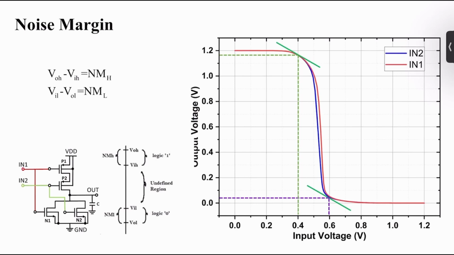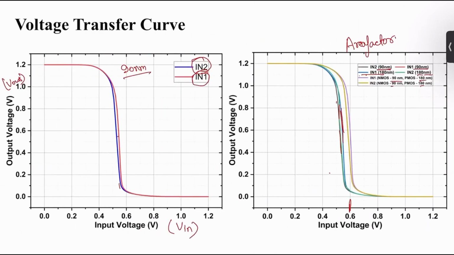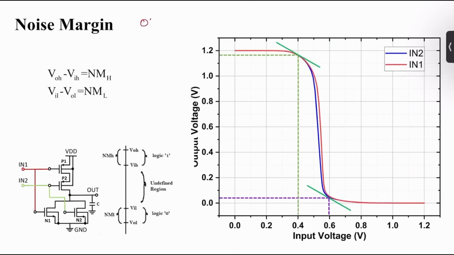So with this DC analysis we can find noise margin also. The noise margin for a logic gate is defined as the maximum amount of noise applied to the input of each logic state while the output remains the correct state. This means, like here we can see, for logic 0 it means 0 volt, and for logic 1 it means 1.2 volt.